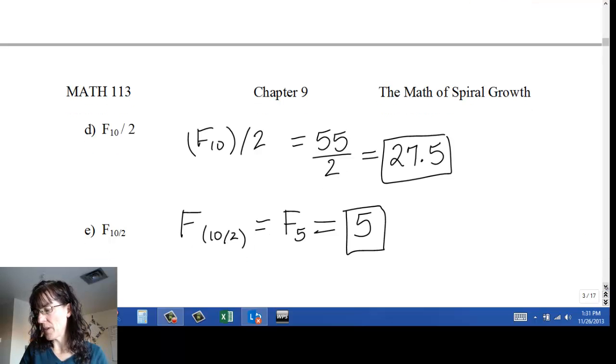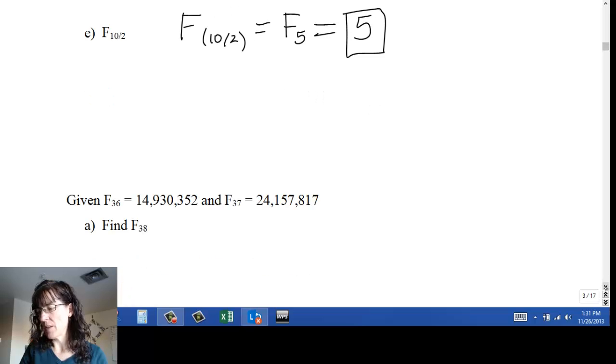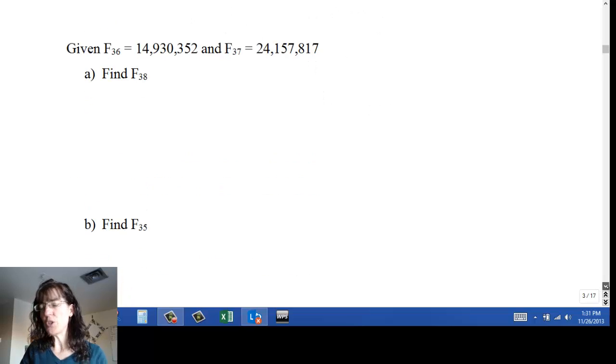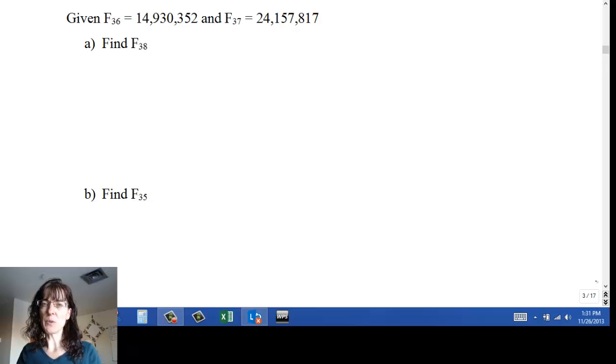Let's look at another one. Here I'm given 2 of the Fibonacci numbers in sequence, f sub 36 and f sub 37, and I have values for both of those. I could calculate using my formula to see if it works out, or I could just count up and keep adding to see if these are exactly what f sub 36 and f sub 37 are, or I could just take them and agree that those are correct.